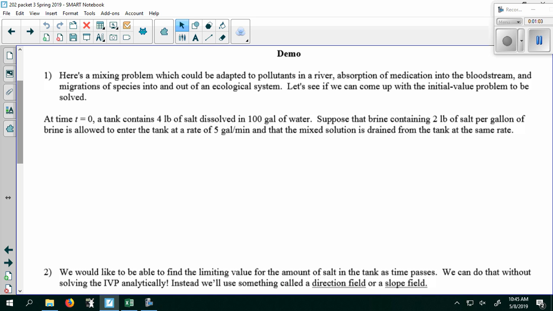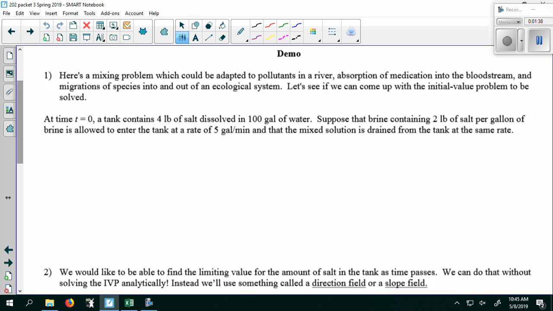So at time t equals 0, a tank contains 4 pounds of salt dissolved in 100 gallons of water. And we're going to suppose that the brine, so brine is just a word for salt water, right? Brine containing 2 pounds of salt per gallon is allowed to enter the tank at a rate of 5 gallons per minute. So there's like a faucet going into this tank that has a concentration of 2 pounds of salt per gallon flowing in at 5 gallons per minute. And then the mixed solution is drained from the tank at the same rate, 5 gallons per minute.